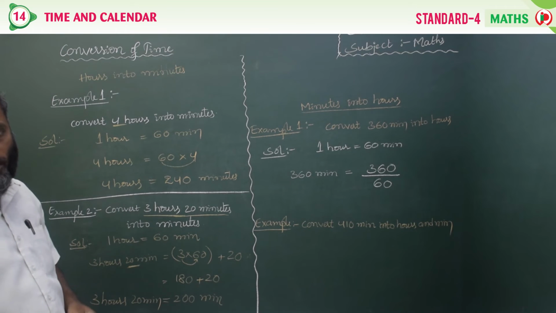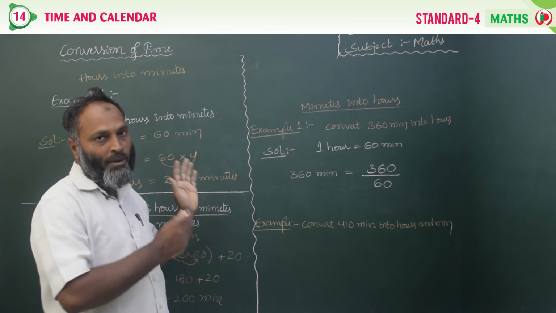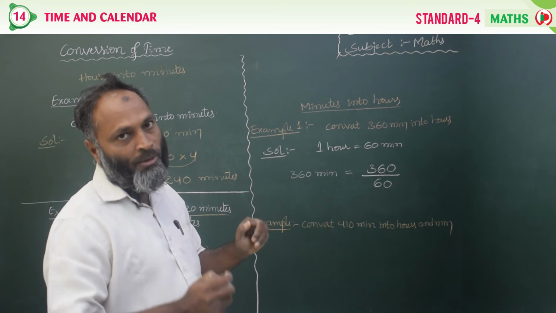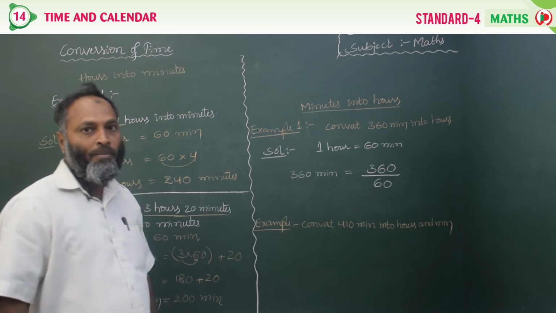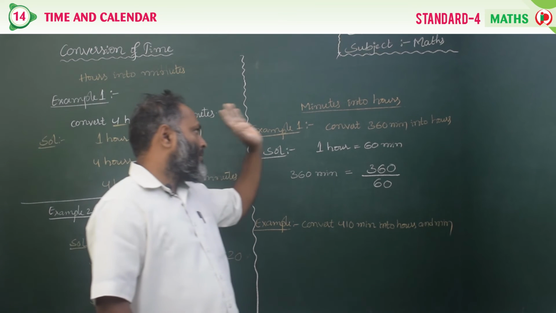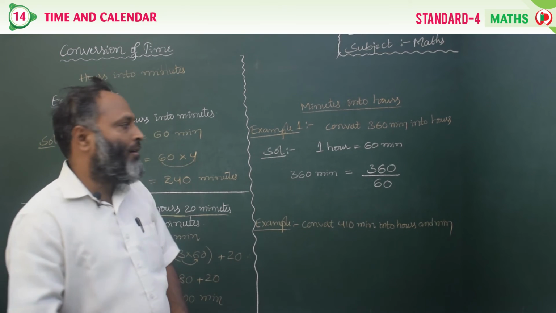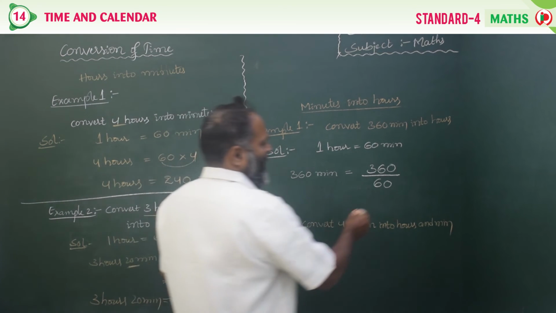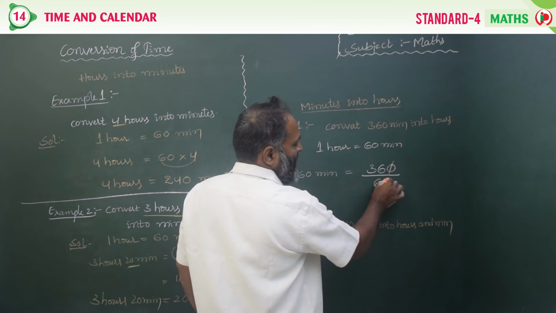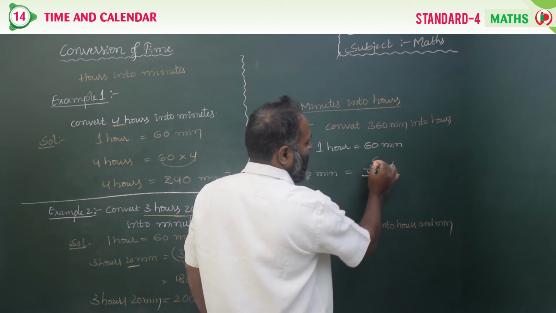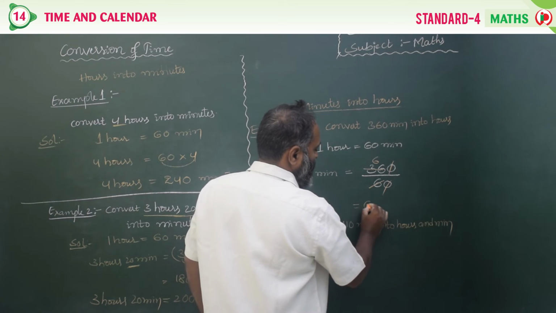Okay, so you should remember this. Whenever bigger converts into smaller, we should multiply with the unit quantity. If smaller is converted into bigger, we should divide with the unit quantity. Now here the 0 0 will get cancelled. 6 ones are 6, 6 sixes. Here 6 is left, which means 6 hours.